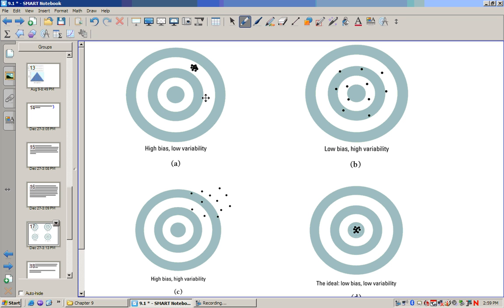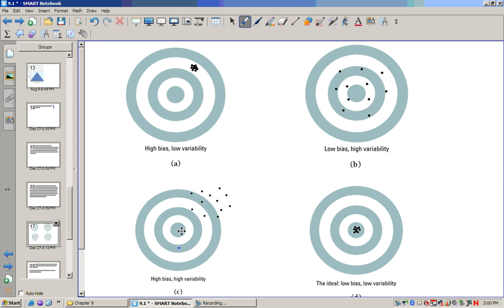So, thinking about a target, this would have high bias but low variability. All of the data points are close together, but they're not a very good estimator of the true proportion. This would be an instance where we'd have low bias but high variability. It's not very good at estimating it, but at least it's getting in the right direction. You're missing the same distance all around.